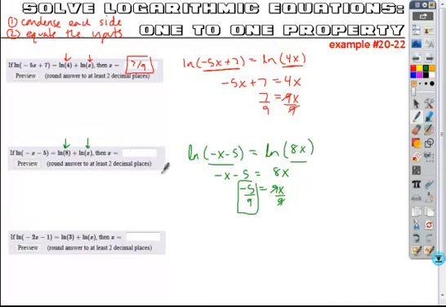Now, when you plug this in here, what's going to happen? It's going to be a negative value. Can you take the log of a negative? No, so this one would be does not exist.